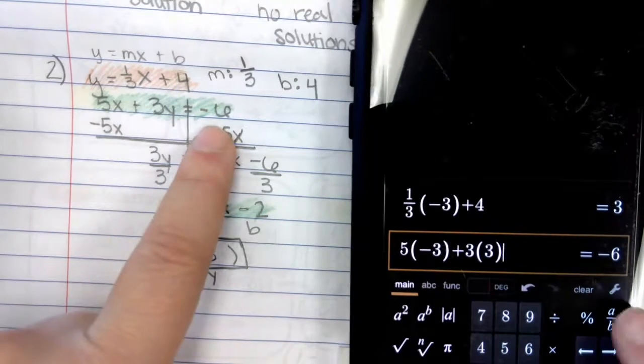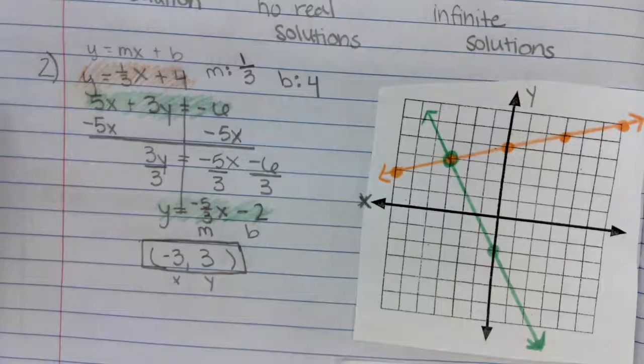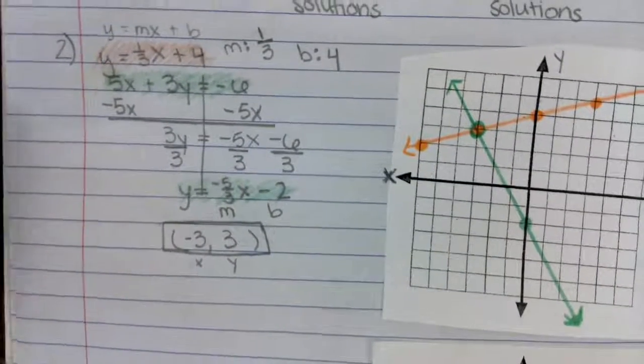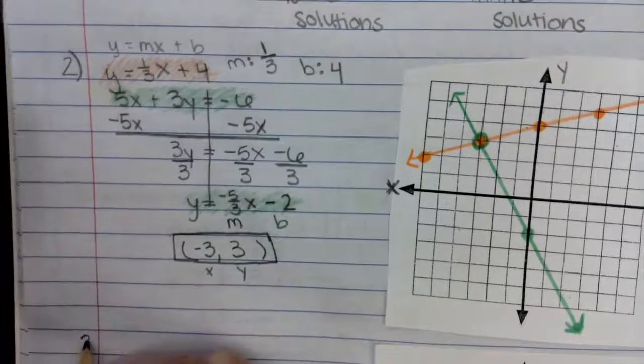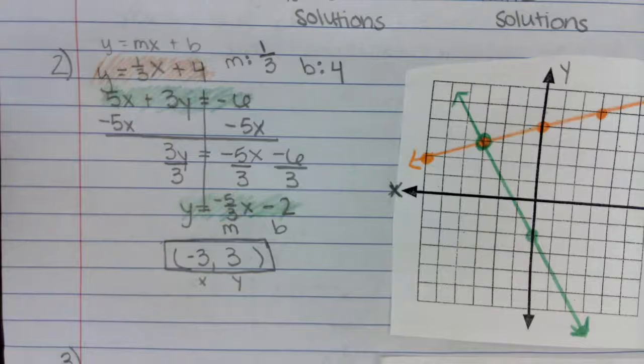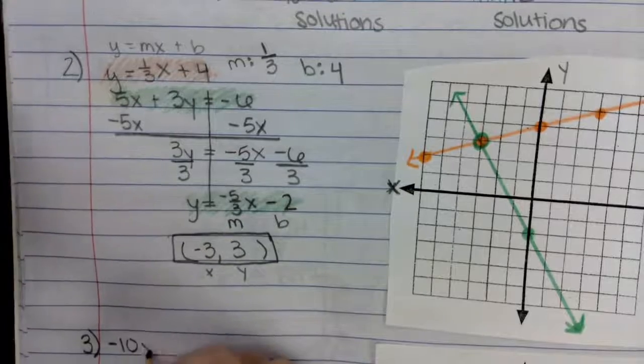All right, we have one more example. I know these are really long notes today. All right, we got number 3. Number 3, we have two equations. We have negative 10x minus 8y equals 24.